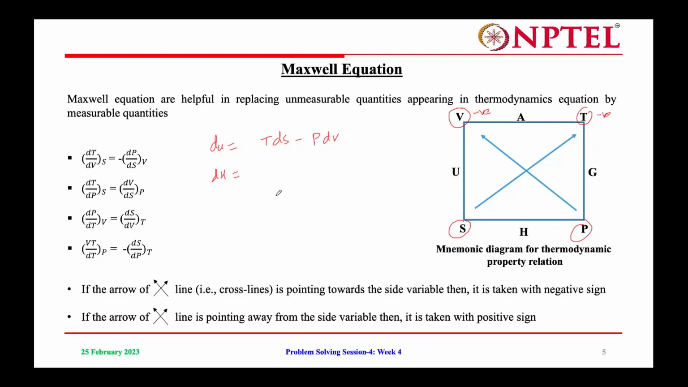Can someone try based on this arrow, dH? So both will be positive: T dS plus V dP. I hope you understand.